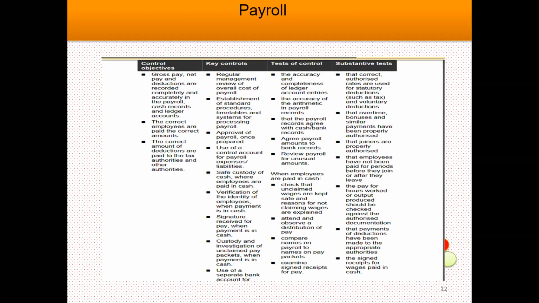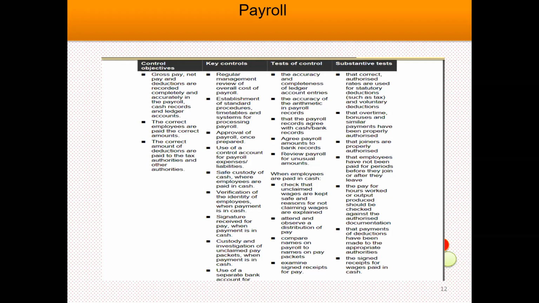Now, when you move on to payroll, what will be the control objectives? Again, you see the similar pattern. So gross pay, net pay, and deductions are recorded completely. Payroll is your salary, right? And the correct employees are paid the correct amounts. That's another thing you want to find out. And the correct deductions for taxes and all that are made.